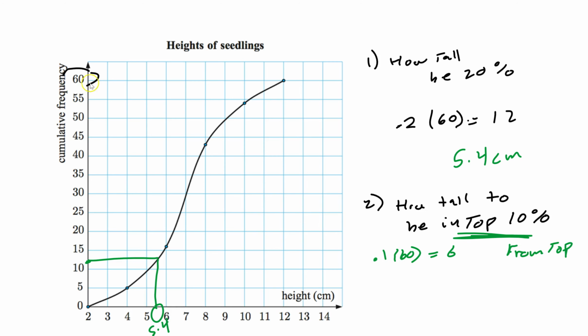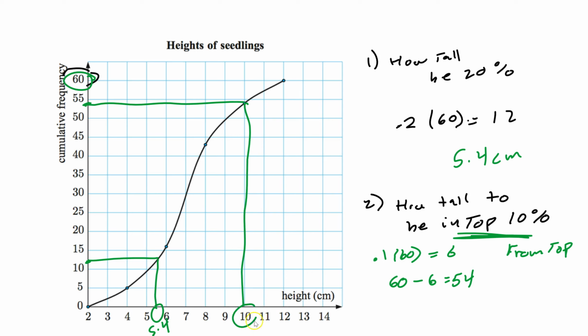So you take our total amount, 60, and then subtract off that 6, because it says from the top. So you go to 54. And again, 54 is not your answer. You have to use the graph. You never do this without using the graph. Estimate 54, go across, go down.